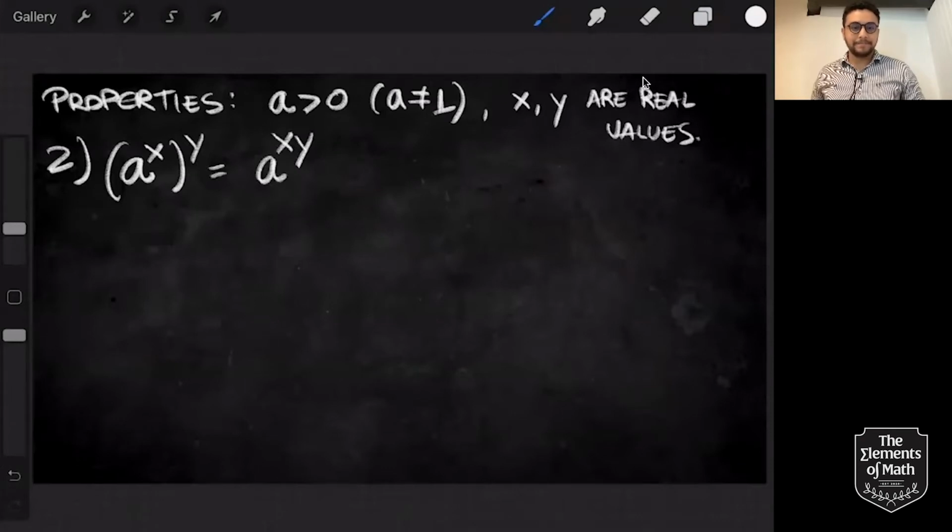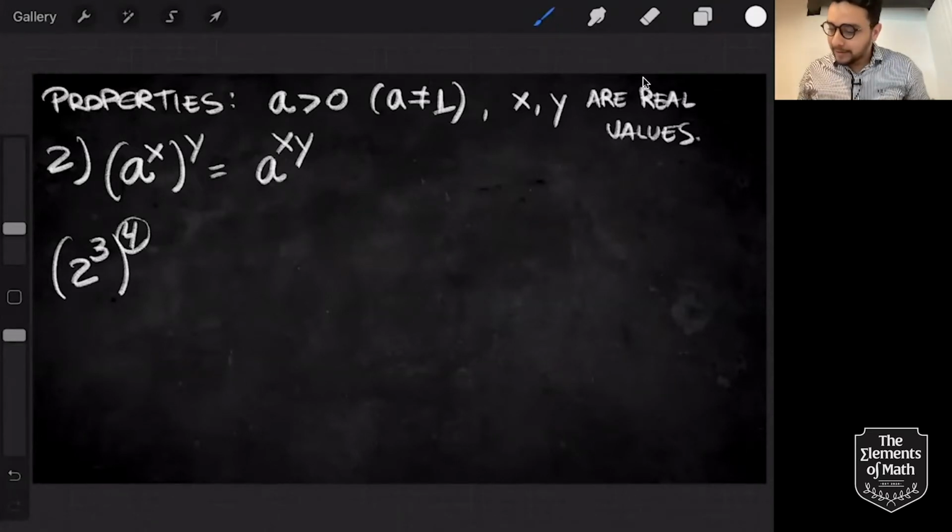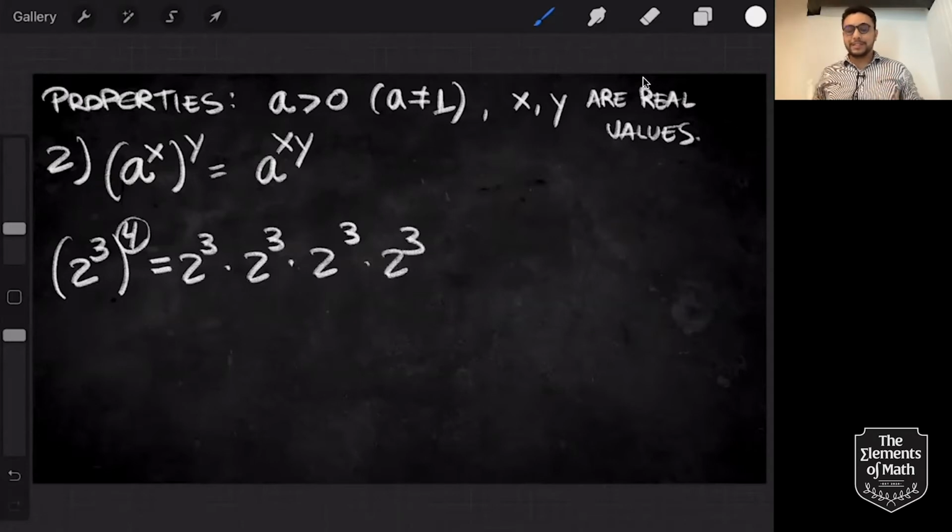Let's see one example. Again, let's use 2, 2 is a nice number. 2 to the power 3 to the power 4. So what it means, first I'm going to solve this power 4. It means I have to multiply 2 to the power 3 by itself 4 times. I'm applying the definition. You remember, you solve the parentheses first. I'm going to solve this one first, because it's what's outside the parentheses.